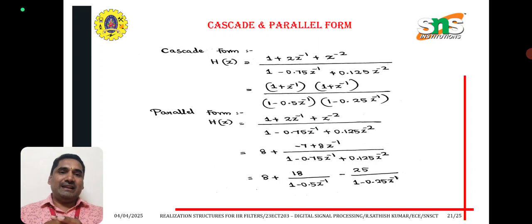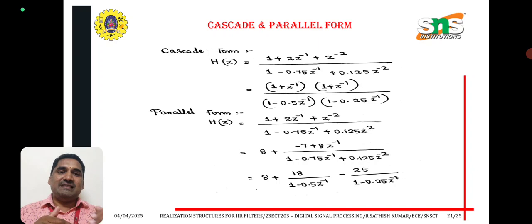Similarly for cascade and parallel, we can get 1 plus z inverse, 1 plus z inverse divided by 1 minus 0.5 into z inverse, 1 minus 0.25 into z inverse. For parallel form, we can apply the partial fraction method, we can get 8 plus 18 by 1 minus 0.5 z inverse minus 25 divided by 1 minus 0.25 z inverse.